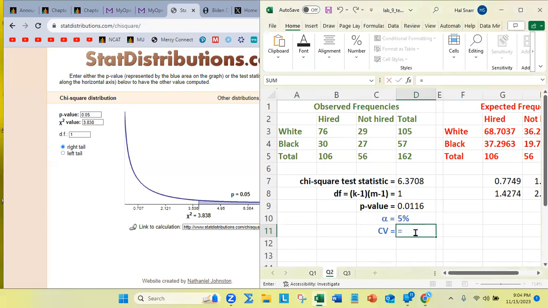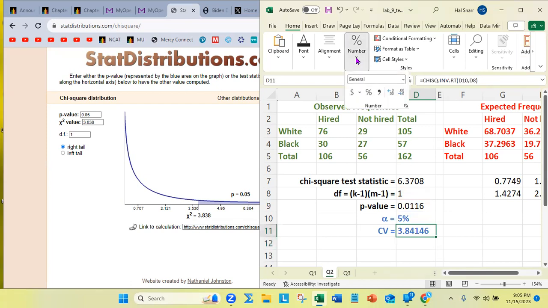So here I'm going to type equal chi-square. And I'm going to use inverse, but again, this independence test is a right tail test. So I'm going to click on chi-square.inverse.rt, RT meaning right tail, right? And then I'm going to click on the significance level, 5%, and then I'll click on the degrees of freedom, 1, and I'll hit enter. And it should be close to 3.838. To 4 decimal places, it is 3.415. So the statdistributions.com is off a little bit, right?